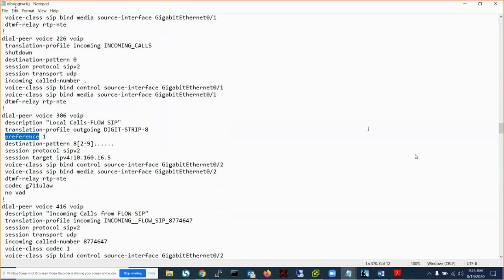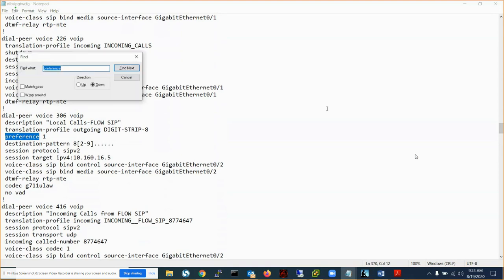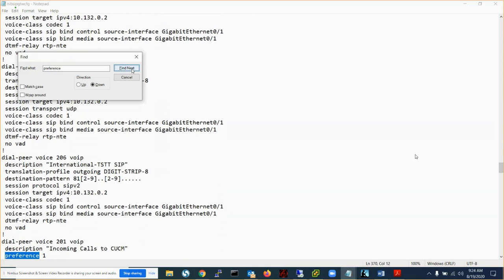Nice. Not that preference I want. I realize I got no VAD, no voice activation detection.